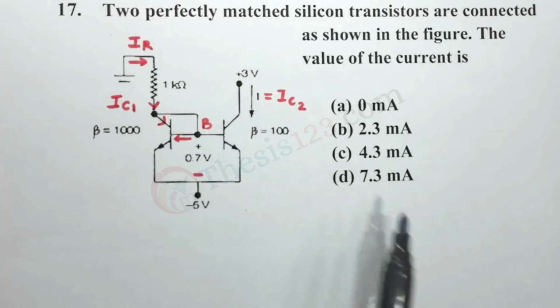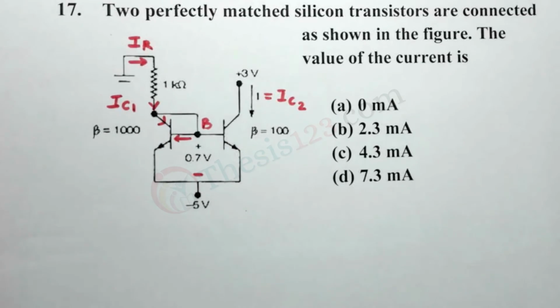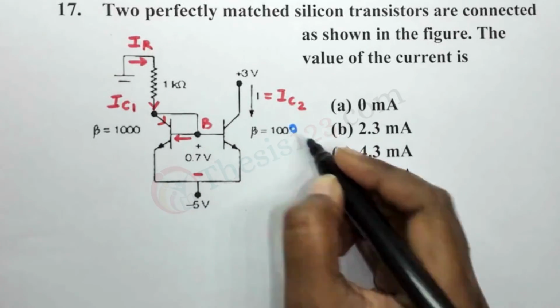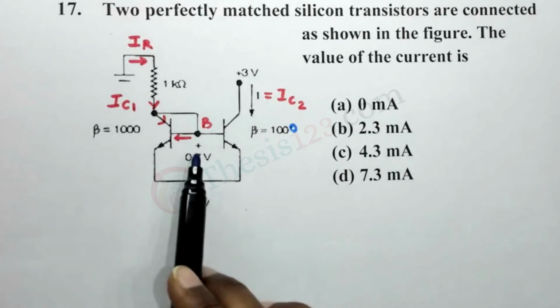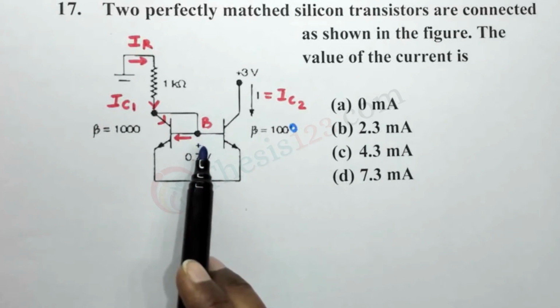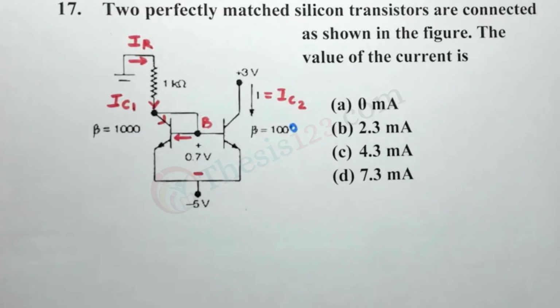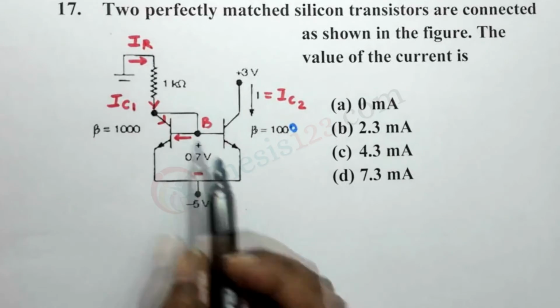And here we have a voltage of plus 3. On this end we have minus 5. And over here we have 0.7 at node B. Now I am calling that node as node B. Okay. So the first step is to calculate the current that is passing through the resistor over here.